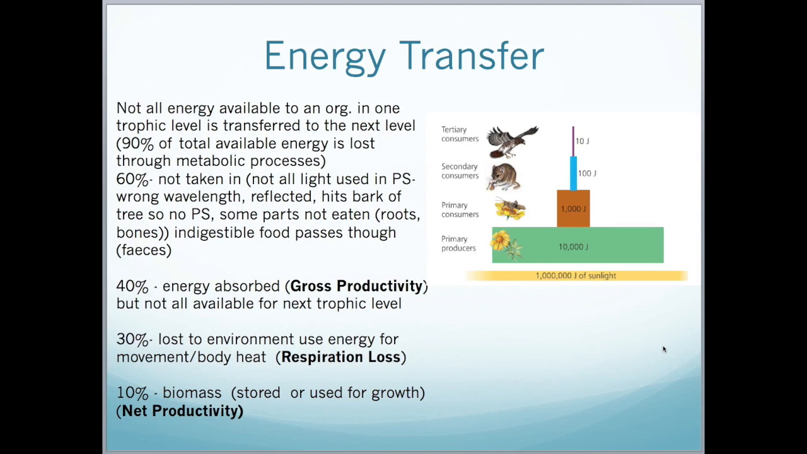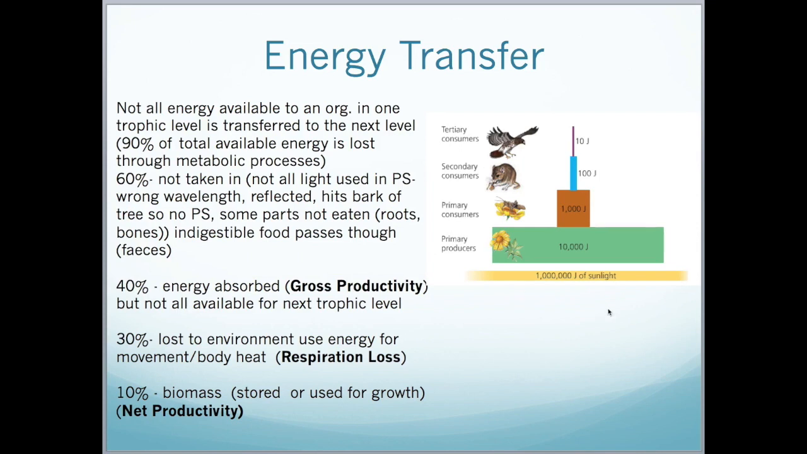Also, some parts are not eaten, for example roots and bones. And there may be indigestible food, which is passed through the organism and excreted in the form of feces. The remaining 40%, which is absorbed, is known as gross productivity. But again, not all of it is available for the next trophic level. 50% of the gross productivity is lost to the environment, and this is known as respiration loss, so the energy used to move or to maintain body heat of an organism. The remaining 10% goes into biomass, which is stored or used for growth, and this is known as net productivity.